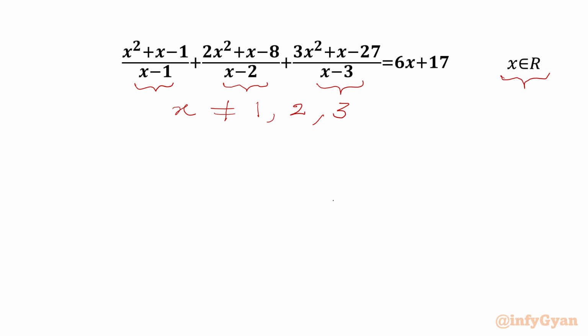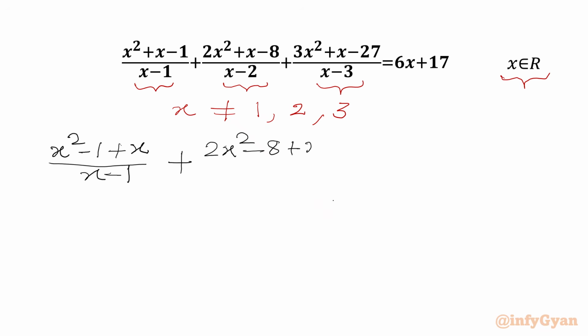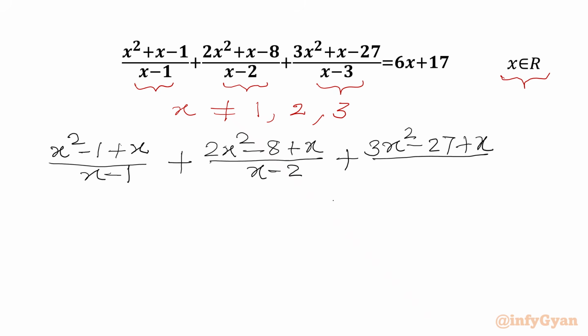Now we will rewrite our equation. x square plus x minus 1, we will write x square minus 1 plus x over x minus 1, plus 2x square minus 8 plus x over x minus 2, plus 3x square minus 27 plus x over x minus 3, equals 6x plus 17.